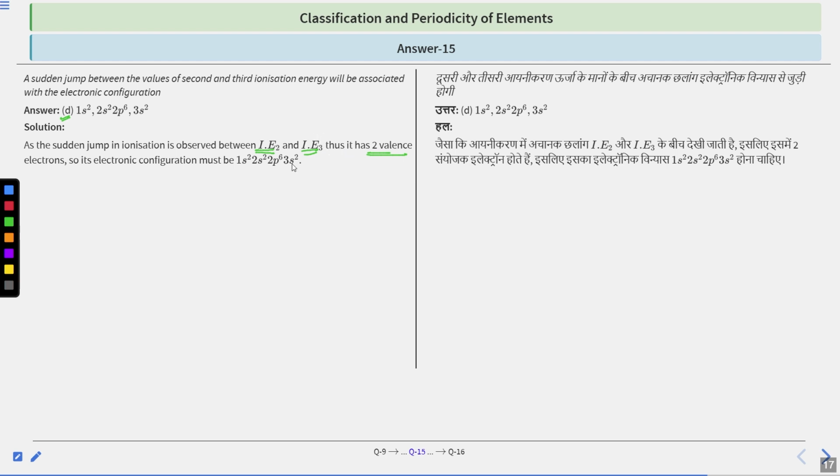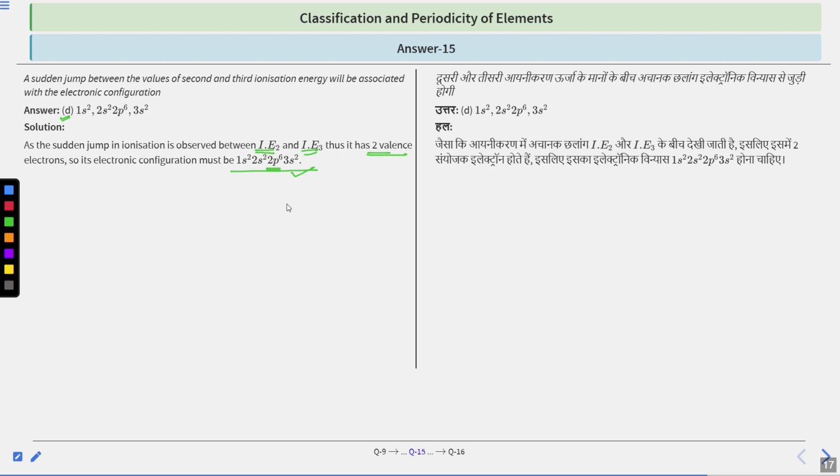But for the third ionization energy, we have to move to the previous orbital or previous subshell. So that will take a lot of ionization energy. So there is a jump between the second and the third ionization energy when we have two valence electrons. So the electronic configuration must be 1s2, 2s2, 2p6, 3s2, because you can see two valence electrons are present here. The first ionization energy will be for removing one electron from this 3s orbital, then the second ionization energy will be for removing the remaining electron from the 3s, and then we need the third ionization energy for removing the electron from 2p6.